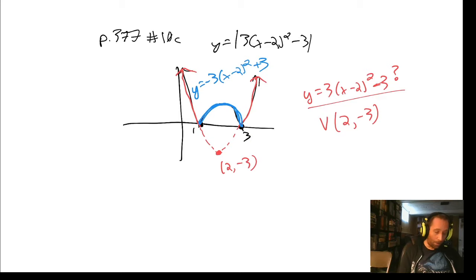So now we're going to write the piecewise function that's going to dictate this graph. So the part that's in blue is going to be described by that blue equation, and the part that's in red is going to be described by that red equation.